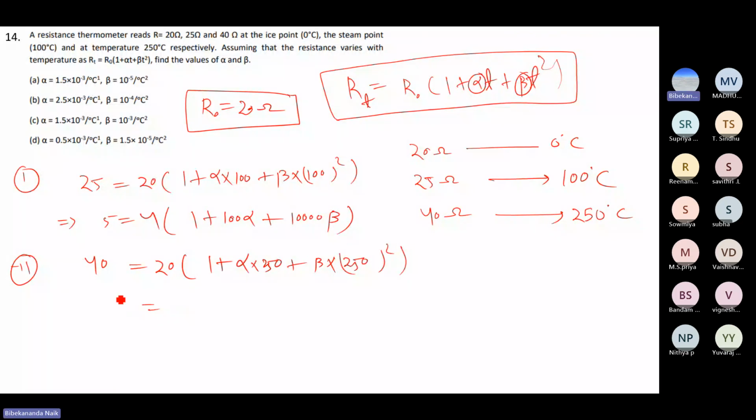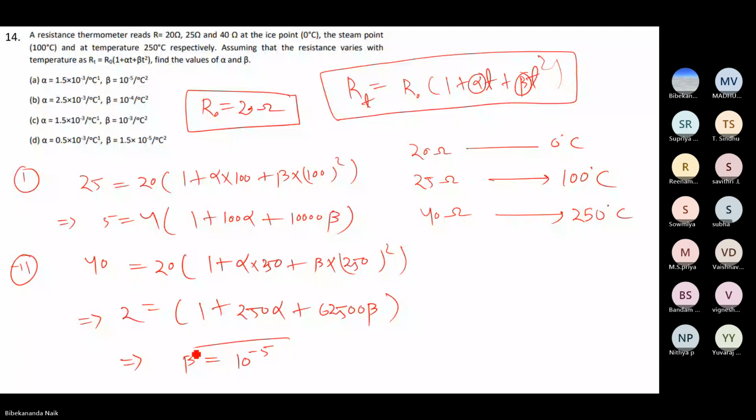So it will be 2 equals 1 plus 250 alpha plus 625 beta. So these are the two equations. So when you solve these two equations, you will find beta is 10 to the power minus 5 and alpha is 1.5 into 10 to the power minus 3.